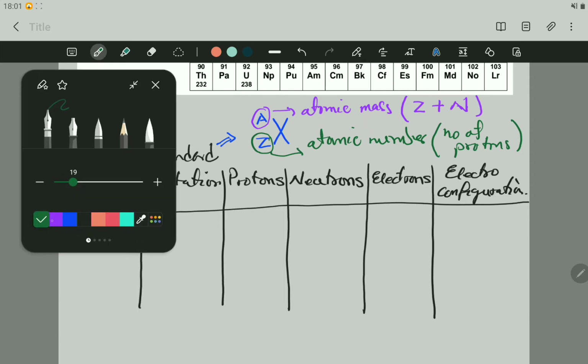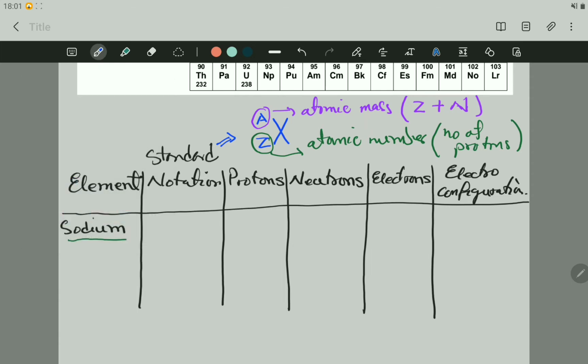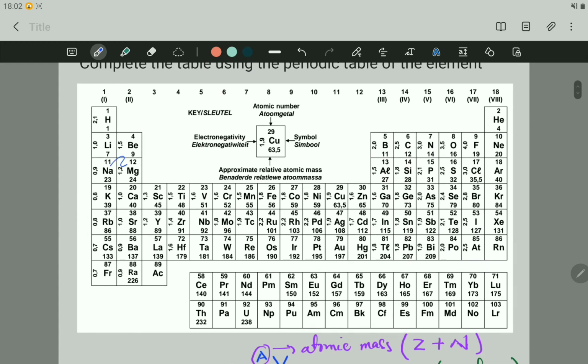Okay, now let's go to the periodic table and find sodium. Everyone is supposed to learn that sodium is Na. So this block is for sodium. Note in the periodic table, at the bottom here, you will have the relative atomic mass, and we already learned how to calculate the relative atomic mass, okay? And here on top, you will have the atomic number, okay? So the same happens for sodium. The number on top is the atomic number, and the number at the bottom is the relative atomic mass.